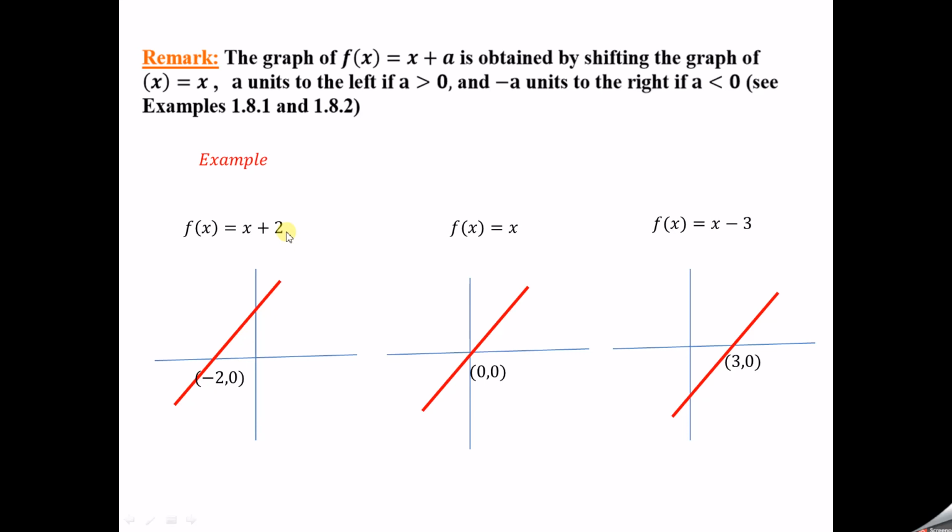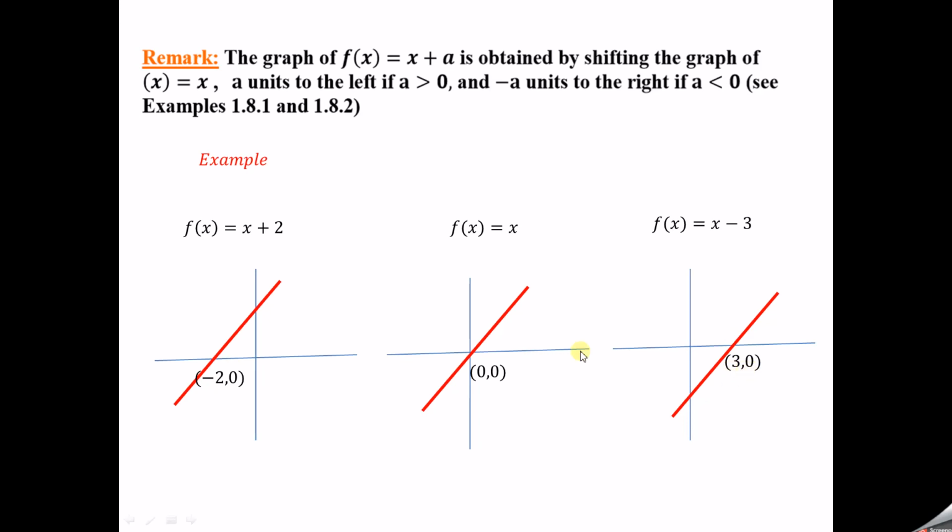This is f(x) = x + 2, which passes through the point (-2, 0). And if you want f(x) = x - 3, there is a minus here. When there is a minus, we have to shift the curve f(x) = x to the right 3 units. So this curve, we have to shift 3 units to the right to get f(x) = x - 3. So this is the curve f(x) = x - 3, which passes through the point (3, 0).